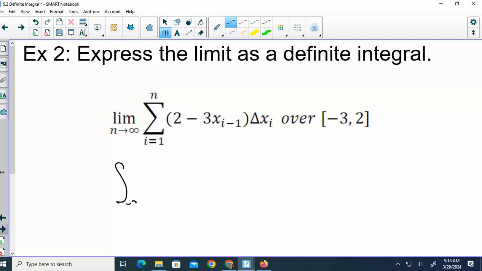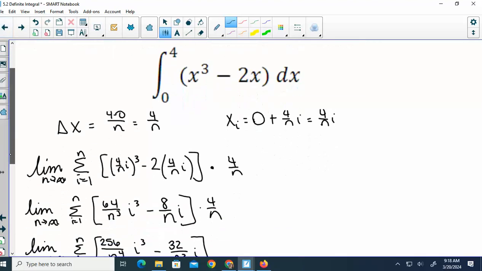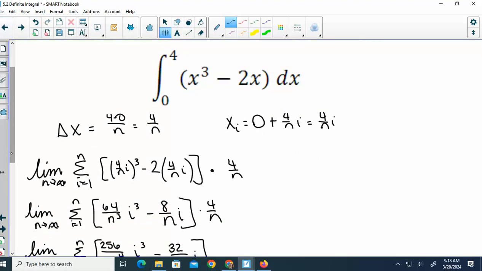-3. It's your starting point. And my upper limit is my ending point, which is 2. Okay, so this symbol really takes care of the limit and the sum part. This, we have 2 minus 3, and then you have x sub i's. Remember, when we took our limit and wrote it, we replace the x with the x sub i.